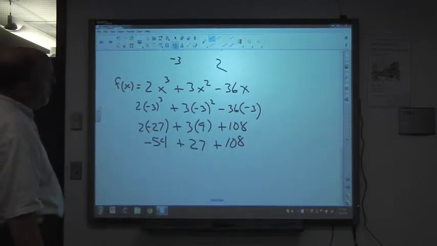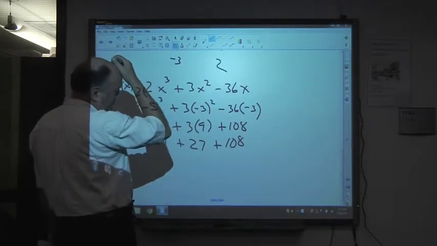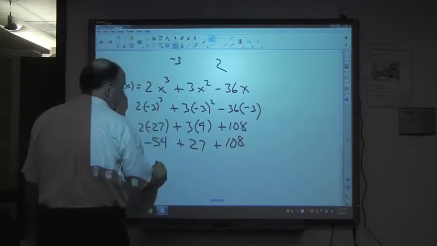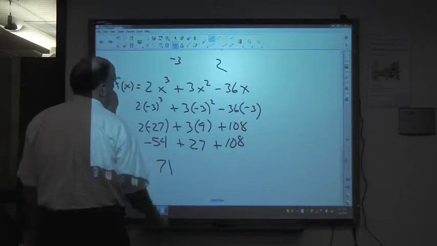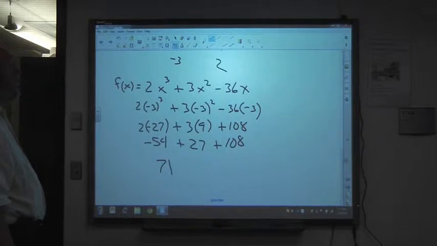And so we put that all together, we end up at a 71. And that would be the corresponding y value that goes with that.